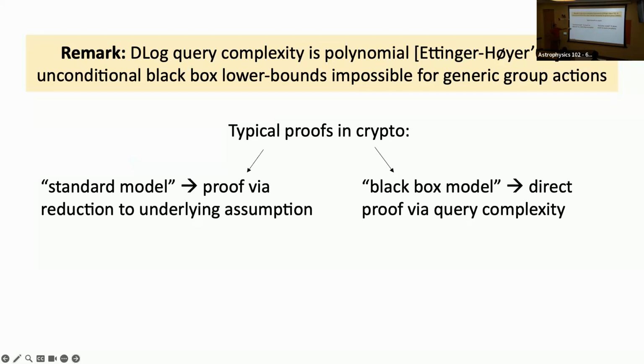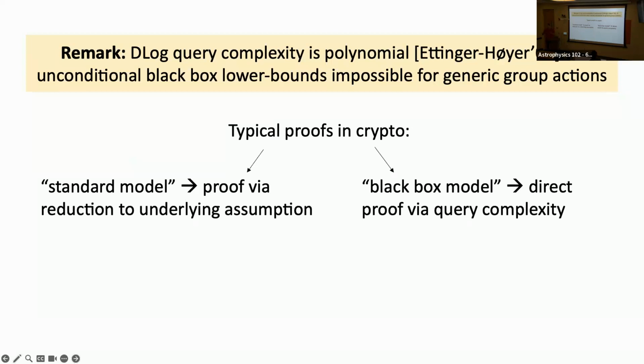Now, typical proofs in crypto, we either have what I call standard model proofs, which are the gold standard proofs, via a proof relative to some underlying assumption. Or we have black box model proofs in crypto also. But the black box model proofs typically work by giving a direct proof where you lower bound the query complexity of solving some problem relative to your black box. And the query complexity lower bound immediately gives you the time as well. But here, our query complexity lower bound is trivial, or it's low. It's not going to give us any meaningful hardness.